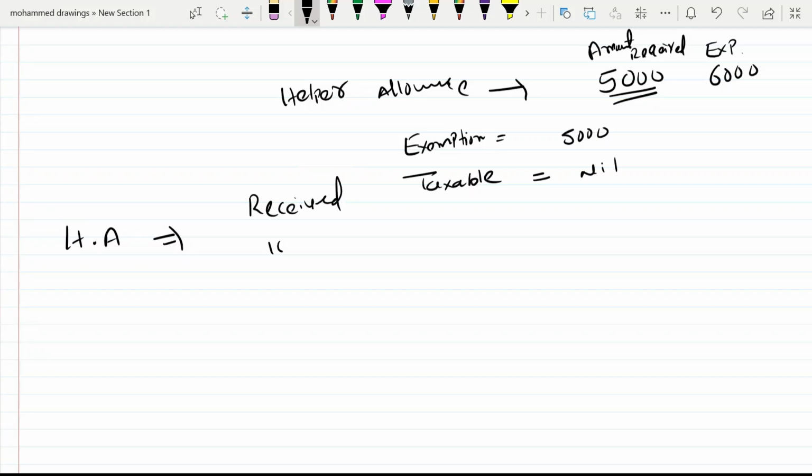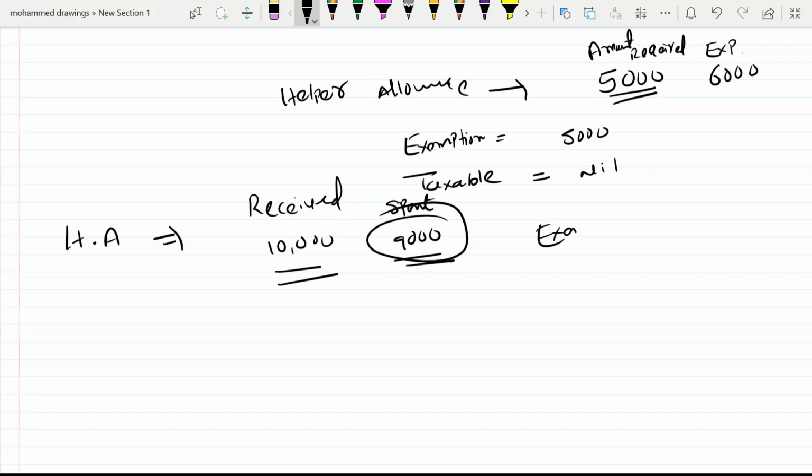Let us say he has received 10,000. He has spent 9,000. Now in this case, whichever is lower. So lower is 9,000. So what is the exempted amount? The exempted amount is 9,000. And what is the taxable amount? The taxable amount is 1,000. Why?